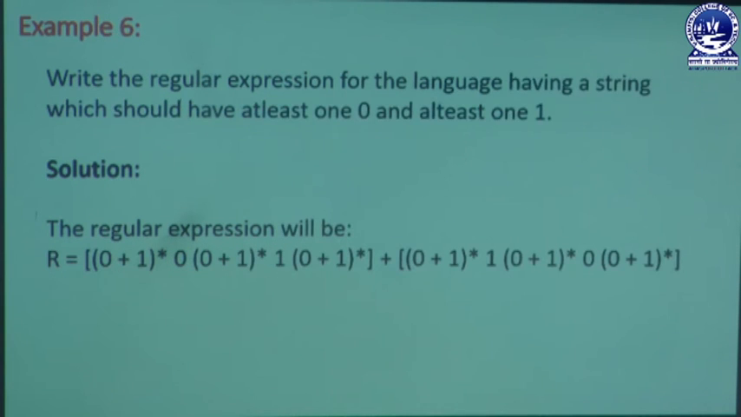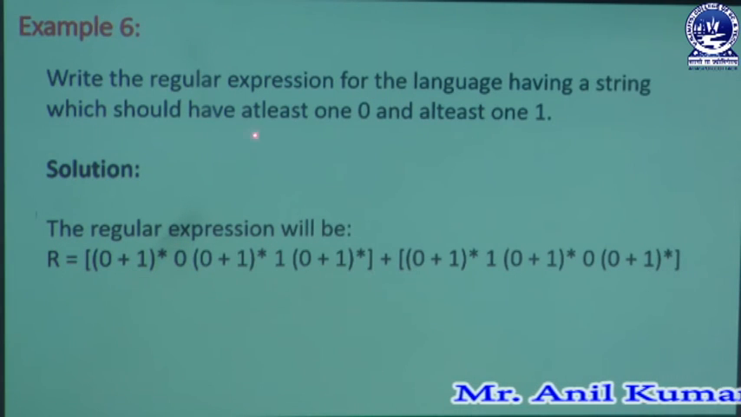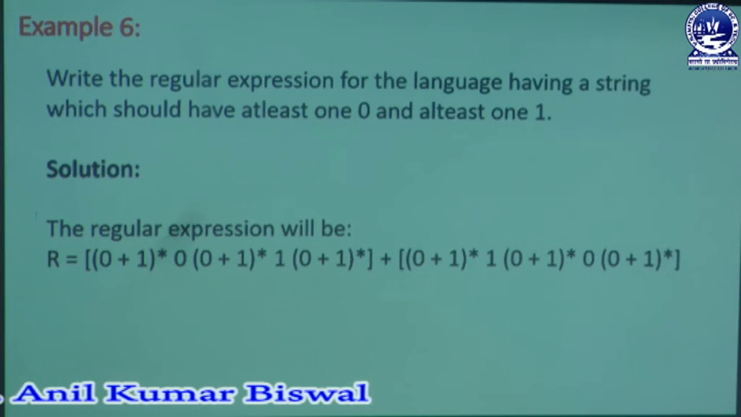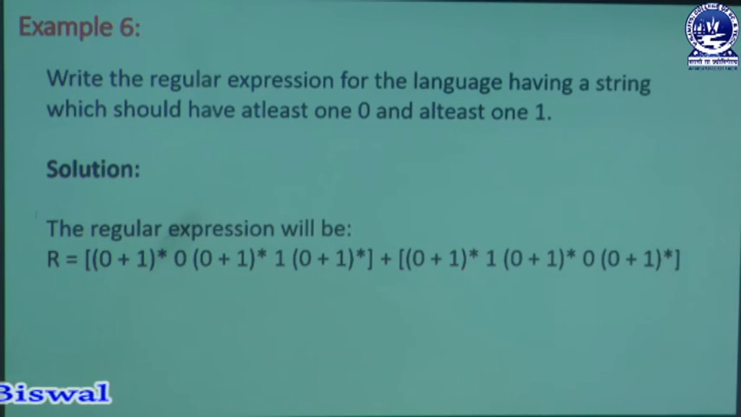In the next slide we are going to discuss: write the regular expression for the language having a string which should have at least one 0 and at least one 1. In that case we get a regular expression which is already shown in this slide. The regular expression will be R equal to (0 plus 1) star, then 0, then (0 plus 1) star, then 1, then (0 plus 1) star, plus (0 plus 1) star, 1, like that.